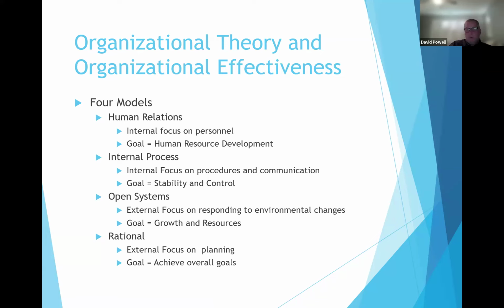So an effective organization in the internal process model would be defined as an organization that has this cohesive, motivated workforce that has well-established processes and protocols that result in organizational harmony. So you've got this cohesion, this kind of teamwork, type of team spirit. Those indicators of organizational harmony would be indicators of organizational effectiveness in this internal process model.